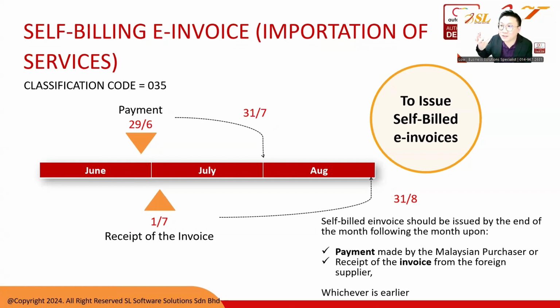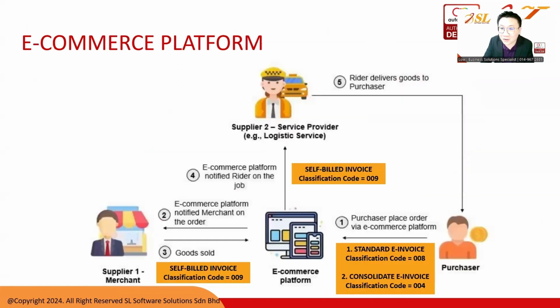Imported services, for example Facebook and Google advertisement. This is all based on your payment or invoice, whichever comes first. If you pay first, then based on your payment date, by end of next month also, you must issue the e-invoice. So how about e-commerce platforms? Just now I said they will self-bill you, and also self-bill the logistics company. So two key points here. First, the e-commerce platform will self-bill you if you are an individual selling on Shopee and Lazada.